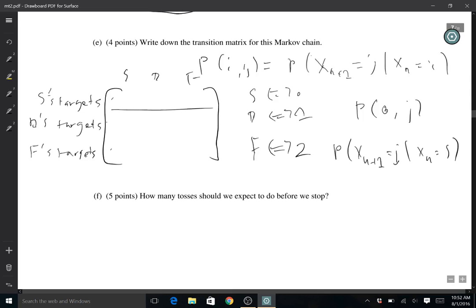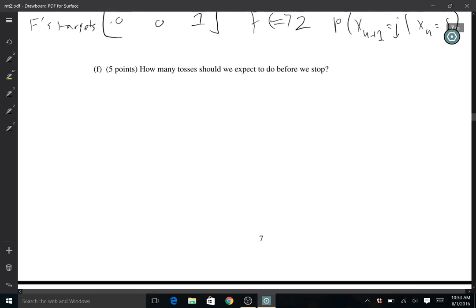And then S has a 0% chance of going back to itself, so this is a 0. And then D would be 100%, and F is 0. And then D cannot go back to S, so that's a 0. However, it goes back to itself with 5/6 probability, as we said earlier. And then otherwise, it goes to F. And F is also pretty similar. Okay, that's the transition matrix.